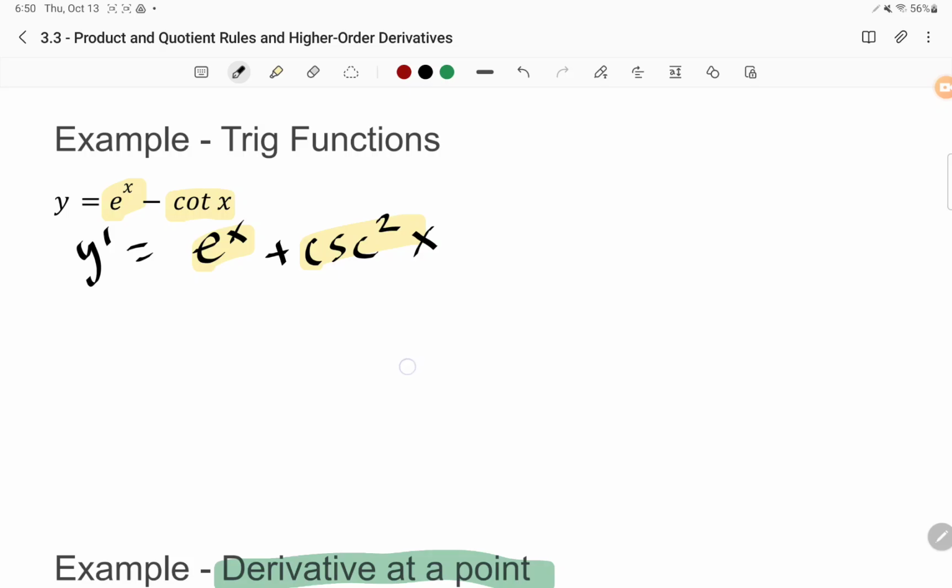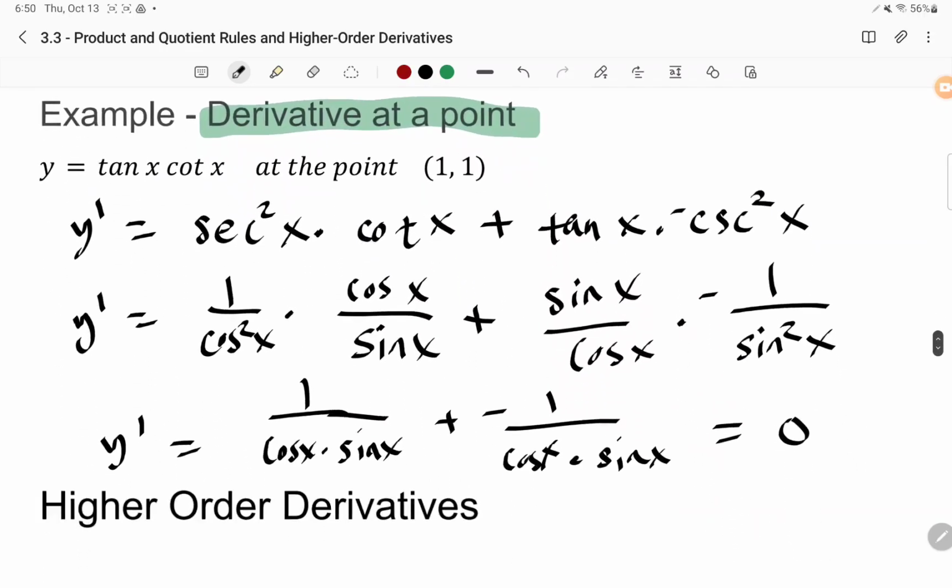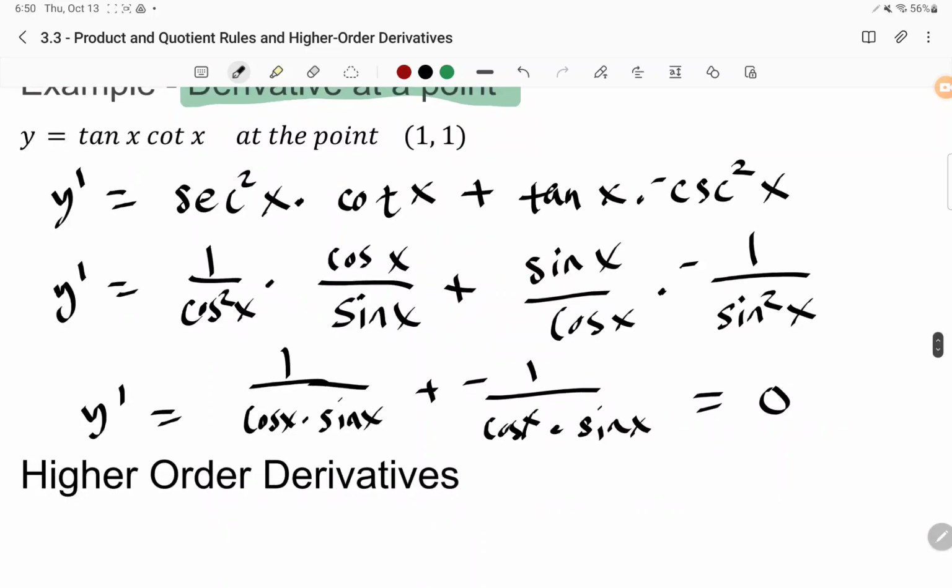However, on this next one, you can simplify all the way down to the answer of 0. So let's take a look at how we get that. So first of all, let's do the product rule. So we have the derivative of tangent, which is secant squared times cotangent, plus tangent times the derivative of cotangent, which is negative cosecant squared.